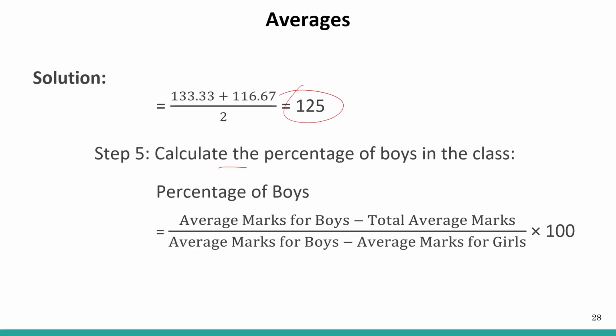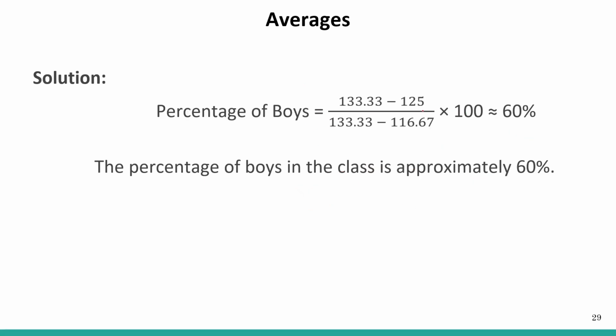So calculating the percentage of boys in the class. Percentage of boys is equal to what? Average marks for boys minus total average marks. Average marks of boys minus total average marks of girls into 100. So it will be what? So this will be around 60%. Okay, so the percent of boys in the class is approximately 60%.